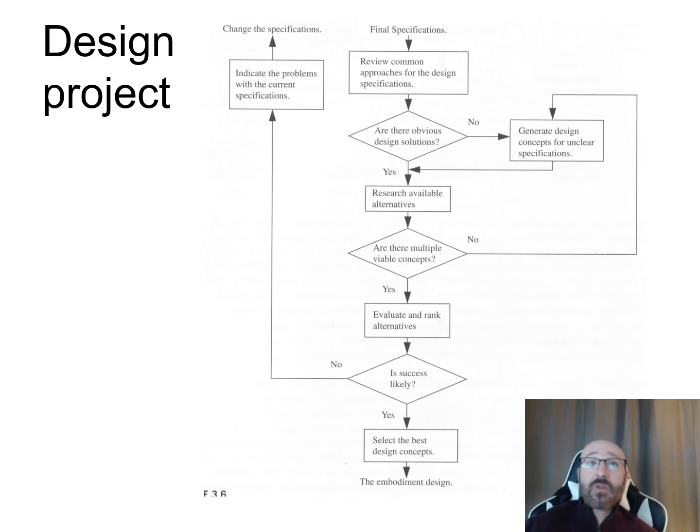So now we'll get into another little flow chart here. I think these are great things to think about and ways to organize your thoughts within the design process. So we'll take a look over here at what we have. We can see we start up here with our final specifications. We continue on from that. What do we do next? We'll review common approaches for the design specifications.